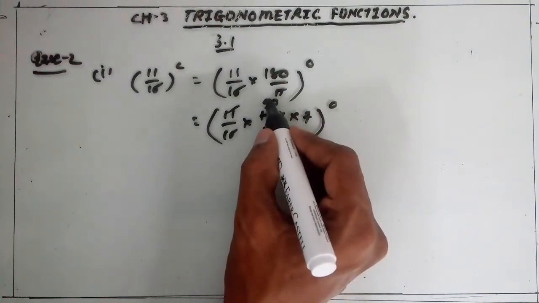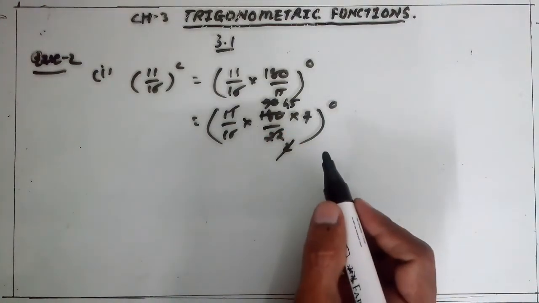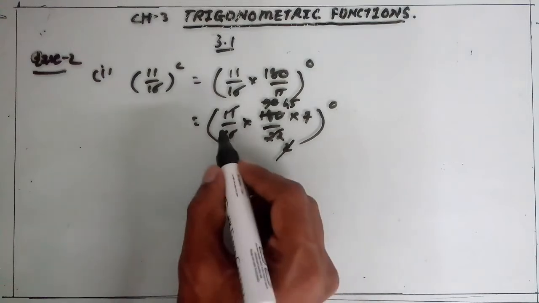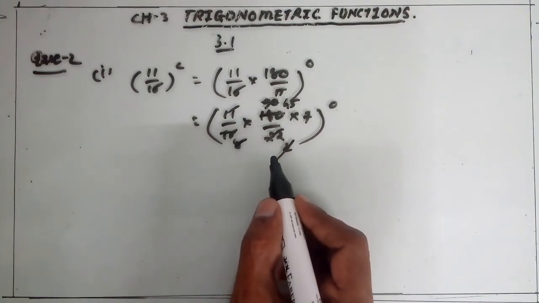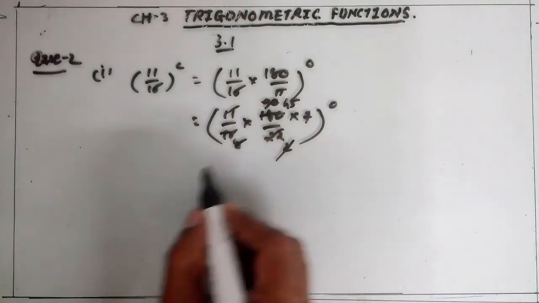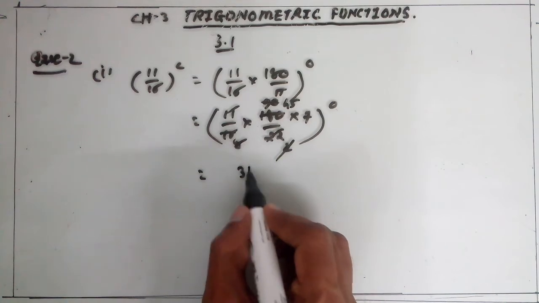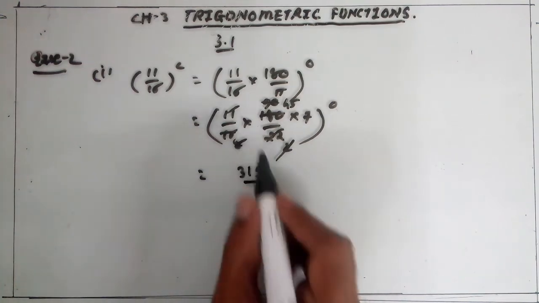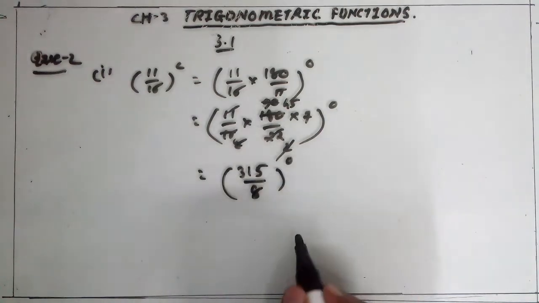2 into 9, 18. Here 45 into 2, 90, 8 2s are 16. Now product of these two becomes 315 upon 8 degree. Clear?